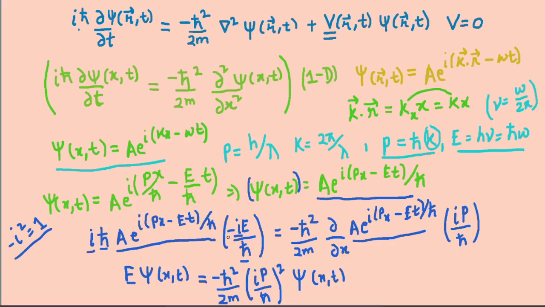equals 1, already we've seen that, which gives us E, the total energy, equals p squared by twice m. So we have E equals p squared by twice m. This is our final answer.